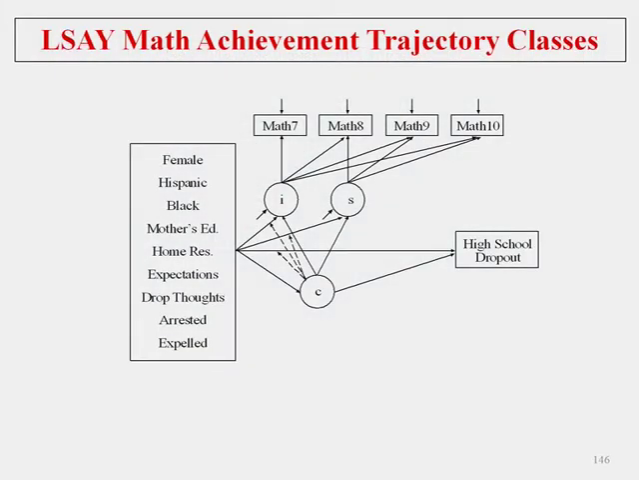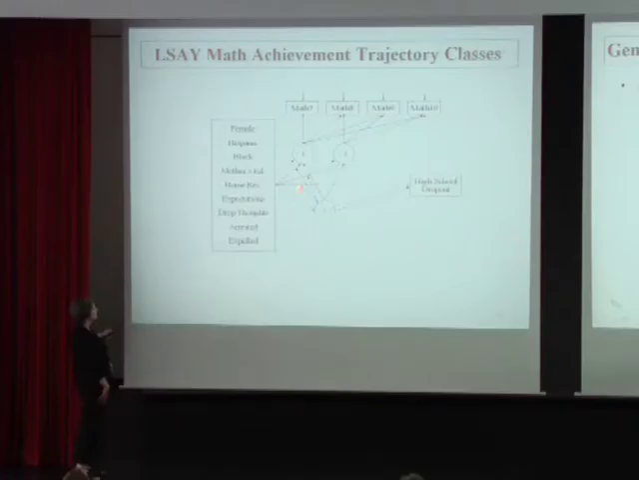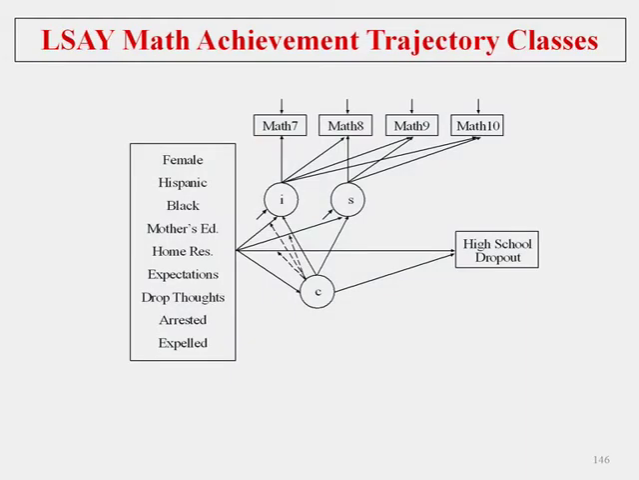And we have C with dotted arrows pointing to the regression of high school dropout on the covariates, which means that the regression coefficients in that regression are going to vary. We have C also pointing to the regression of I and S, saying that I and S regressed on the covariates is going to vary across classes. So that's what we say in this picture.